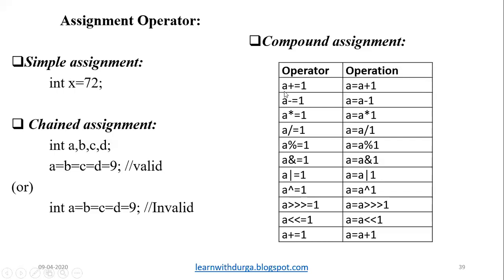Now, a plus equal to 1 is nothing but a equal to a plus 1. In order to avoid reinitialization of the same variable, you directly write a plus equal to 1, which means a equal to a plus 1. In a similar way you can use plus, multiply, divide, modulus, bitwise and, bitwise or, bitwise XOR, and the triple shift and double shift operators. These are all valid.